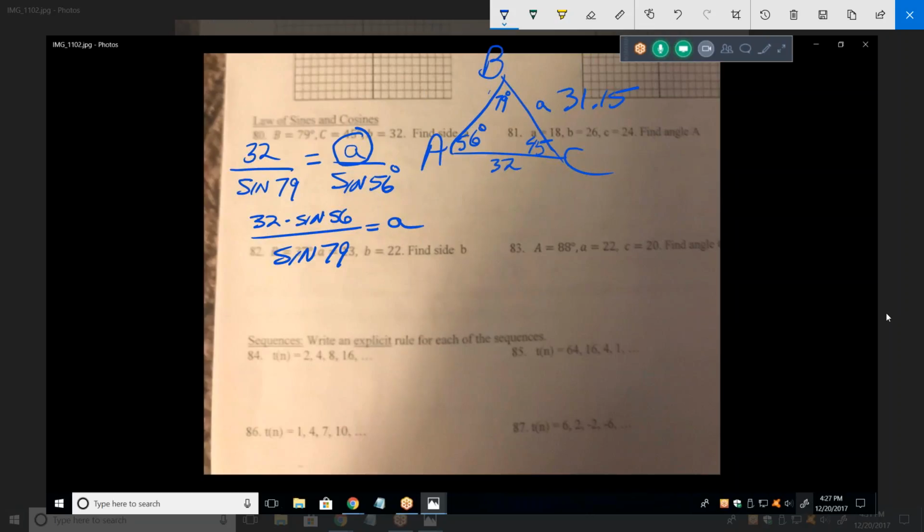So let me do it. 32 times the sine of 56 divided by the sine of 79. And I get 26.85. Makes more sense to me.